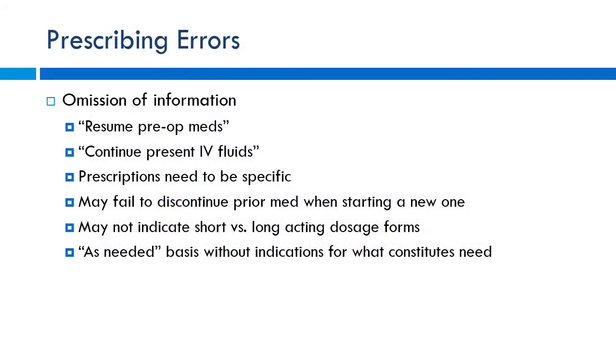Okay, so reasons why prescribing errors occur is oftentimes due to omission of information. For instance, if I have a patient going to surgery, they come out and I say, hey, resume pre-op meds. What are you talking about, right? You need to make sure that information is very specific because maybe there's a med you didn't consider that you actually don't want restarted, right? You need to do an appropriate med rec anytime the patient changes levels of care like that, either going to surgery or from surgery, whatever it happens to be.